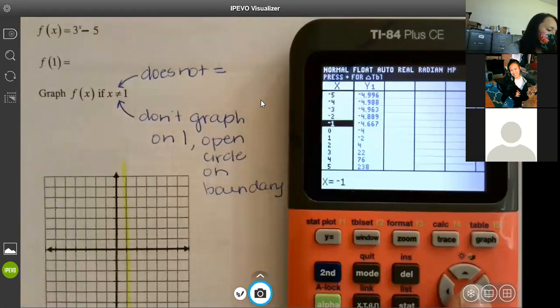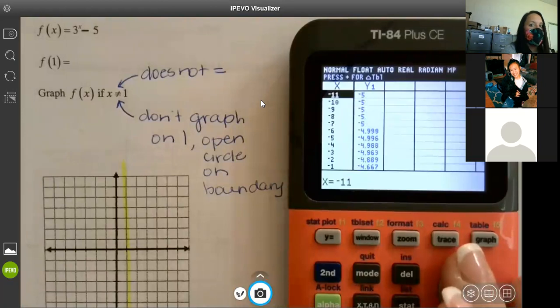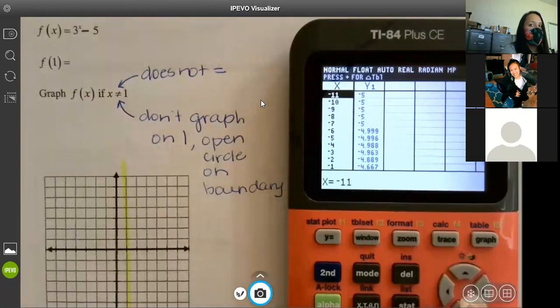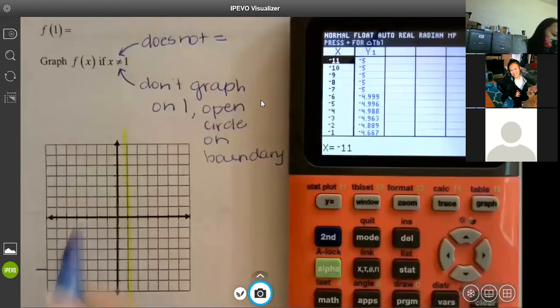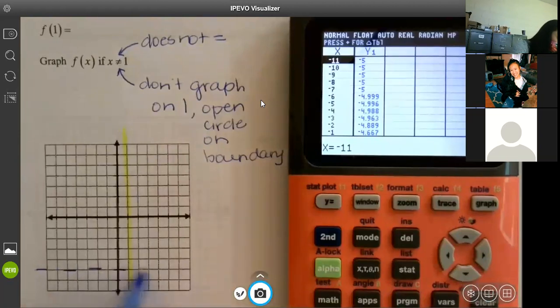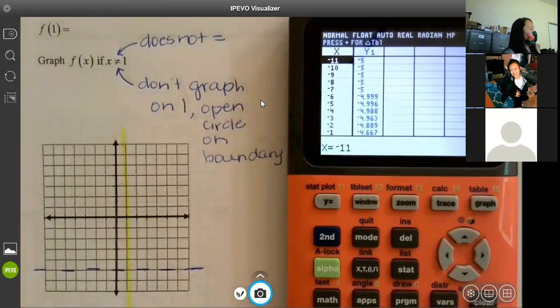So if you guys look, what's our horizontal asymptote? What's our horizontal asymptote? -5. We don't ever cross. 1, 2, 3, 4, 5. So remember, I did it like this. We can't cross that.